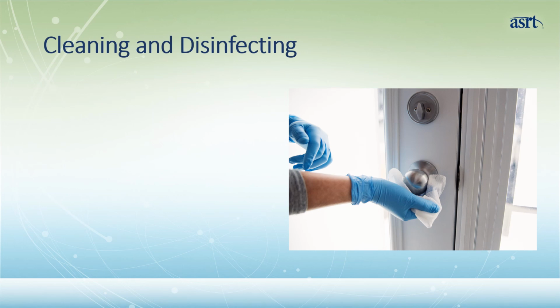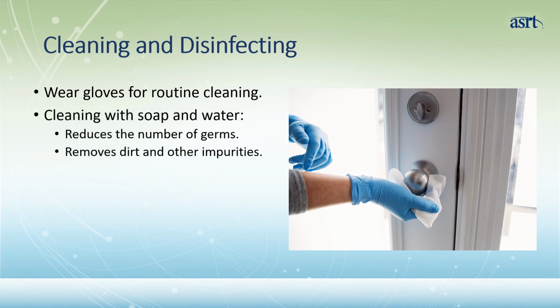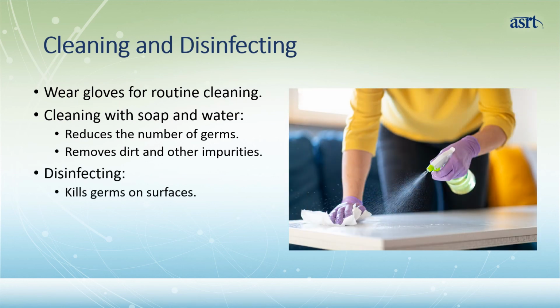At home, you should clean and disinfect frequently touched surfaces daily, including tables, doorknobs, light switches, countertops, desks, keyboards, toilets, and faucets. To clean surfaces, you should wear reusable or disposable gloves for routine cleaning and disinfection, and clean surfaces using soap and water before using a disinfectant. Cleaning with soap and water not only reduces the number of germs, it also reduces dirt and other impurities from the surface. Disinfecting, on the other hand, is performed to kill germs on surfaces.